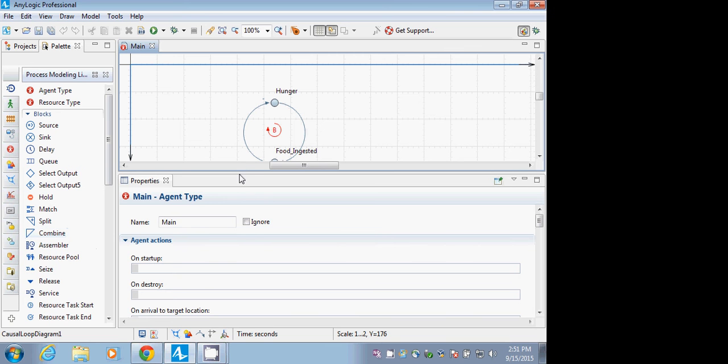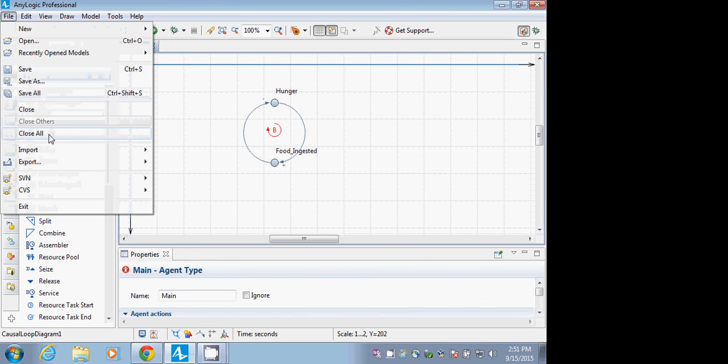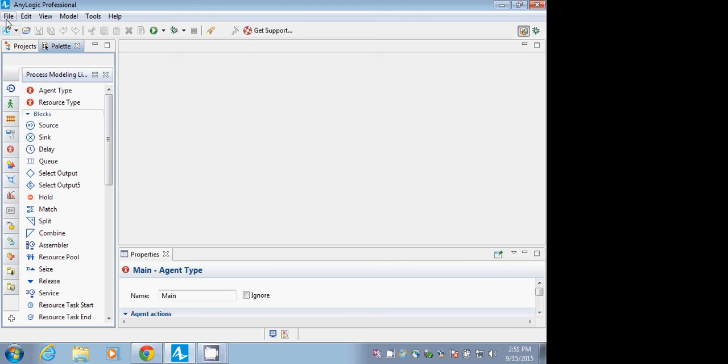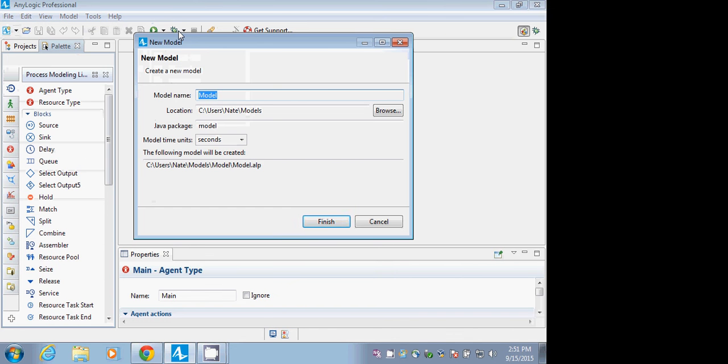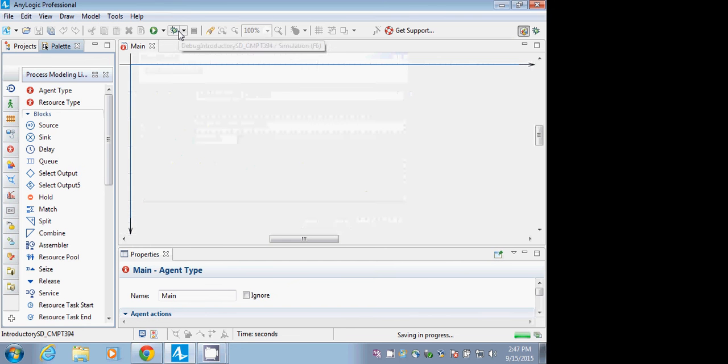I would like you to close out any models you already have in place. You can do File, Close All. There you go. And now I'd like you to create a new model, File, New. Okay? And here we're going to say introductory SD. Okay? And I'm going to put in a designation here that you don't have to worry about. Okay, so introductory SD model.